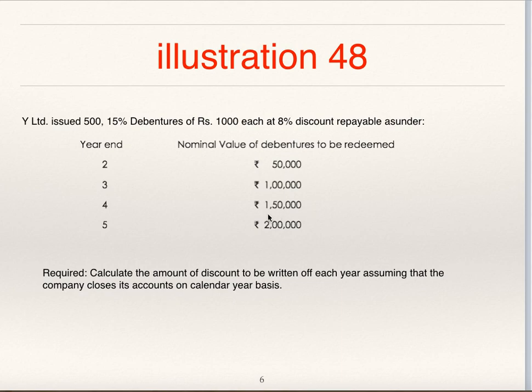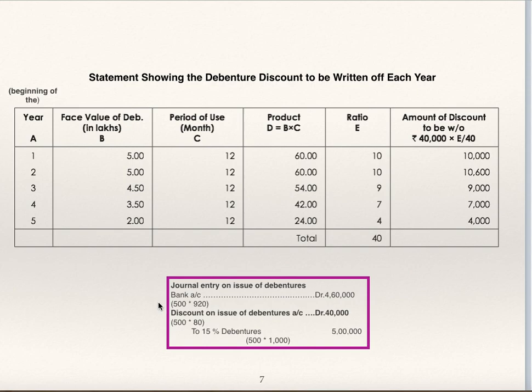Now in this case, in the last question we have seen the second option. So you are supposed to find out the ratio, and in that ratio you are supposed to write off the discount on issue of debentures. First we'll see the discount amount. For that, you need to pass the journal entry.